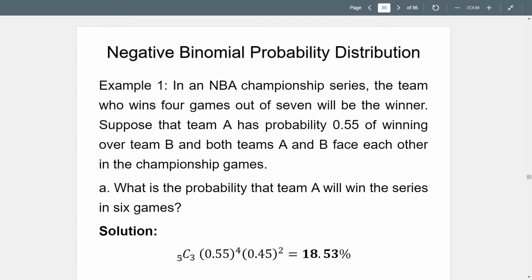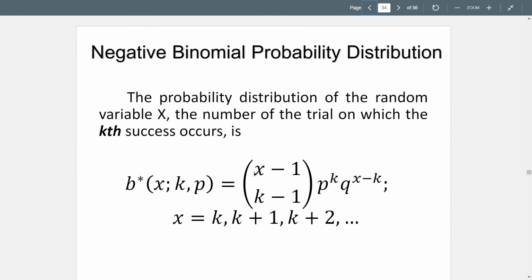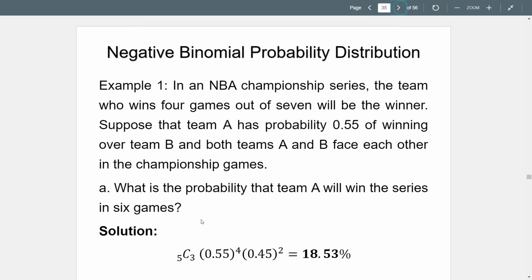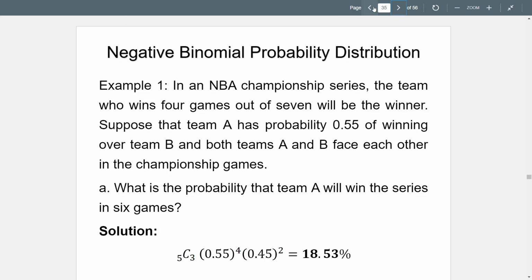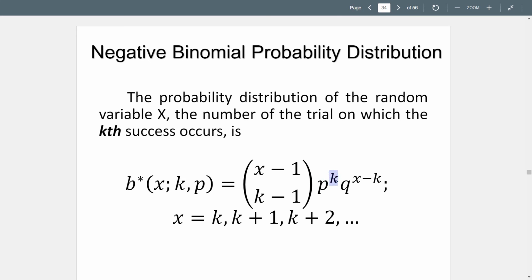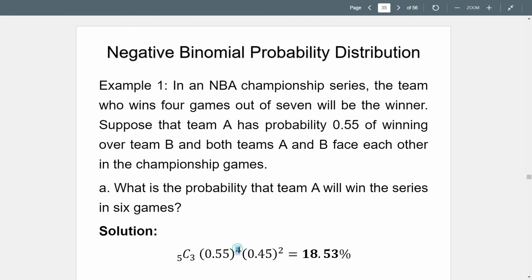Don't be confused with these 5 and 3. These are based on your formula, x minus 1 and k minus 1. So x is 6, so 6 minus 1, you have 5. And for k minus 1, 4 minus 1, you'll have 3. But then in the exponent, k is 4, and x minus k is 6 minus 4.